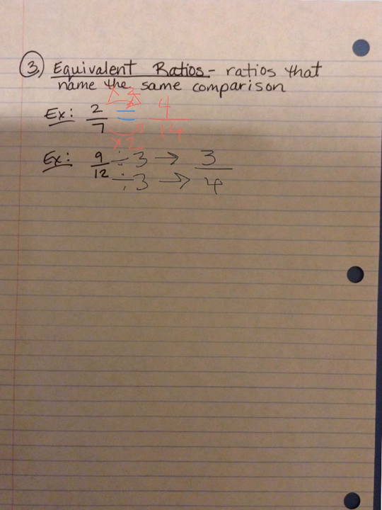So 9/12 and 3/4 are equivalent ratios. So again, I can either multiply the numerator and denominator by the same number or divide the numerator and denominator by the same number. And those will both give me equivalent ratios.